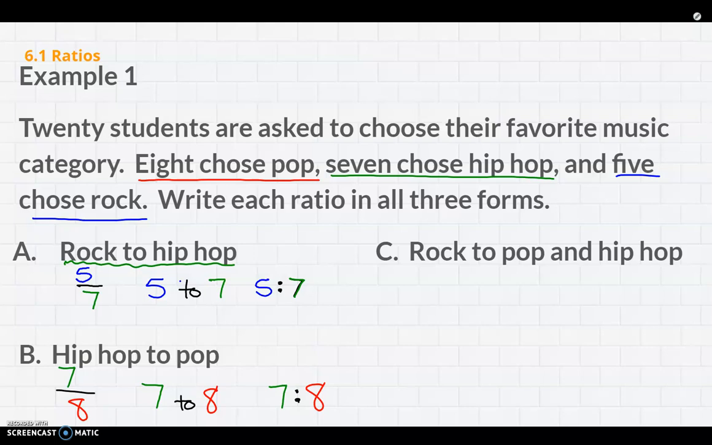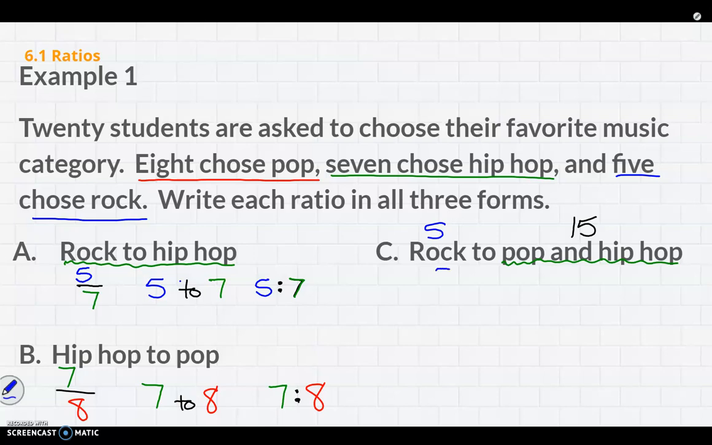Finally, we have rock to pop and hip hop. Okay, so these are actually together. We need to figure out what the total number of students that like pop and hip hop together are. Well, there were 8 that liked pop, 7 that liked hip hop. So together, that was 15 students that like either or. Okay, so that was 15. And rock, of course, says just 5.